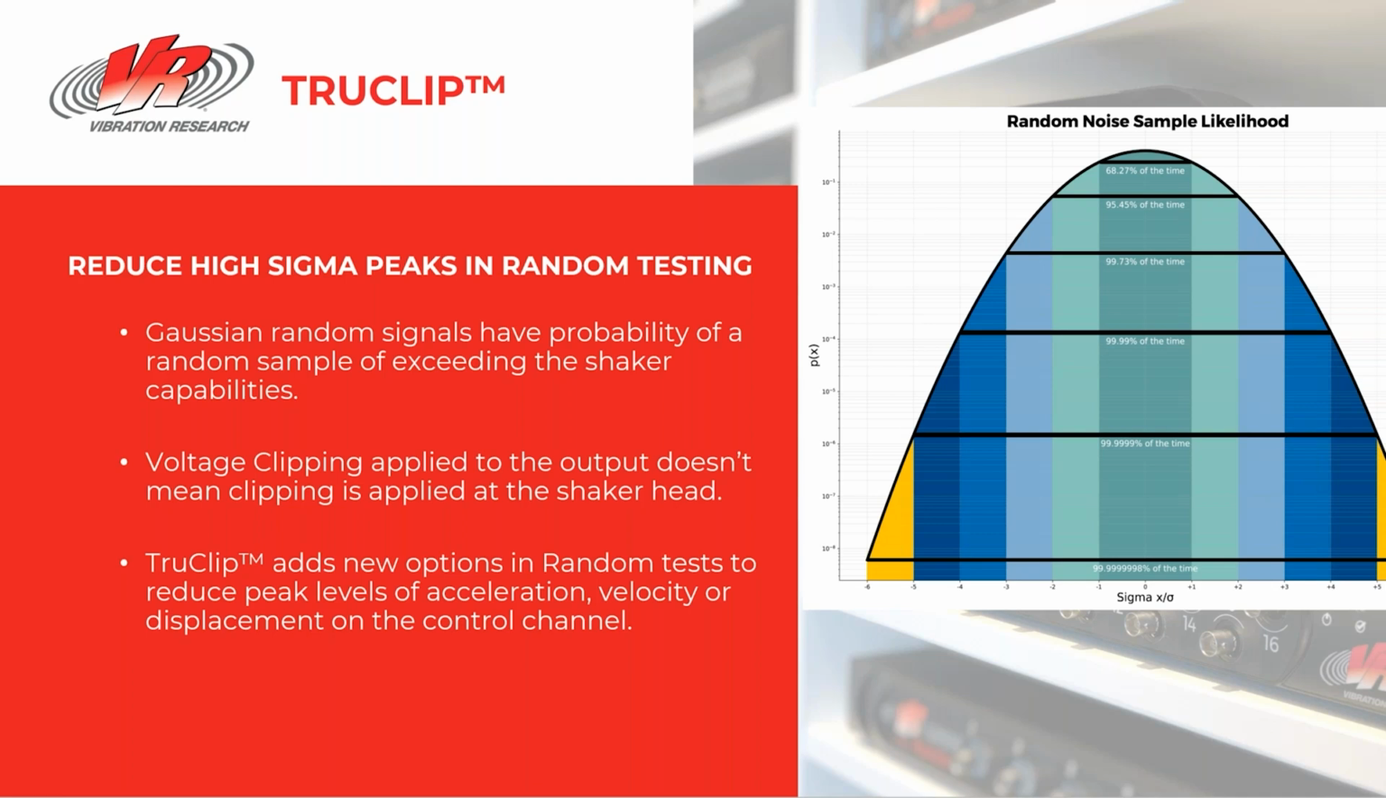Previously, what was available was voltage clipping, which applied to the output, but that didn't quite translate into acceleration, velocity, or displacement clipping. You wouldn't see the clip appear on the control accel that you are listening to. So TruClip affects the control acceleration, velocity, and displacement and limits the peak sigma values. And we can apply it when running a test to protect the shaker system or the product when running these long random tests where you're likely to see some high sigma values.